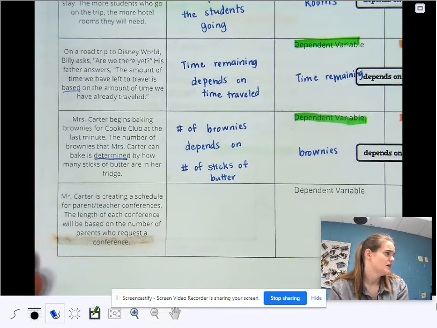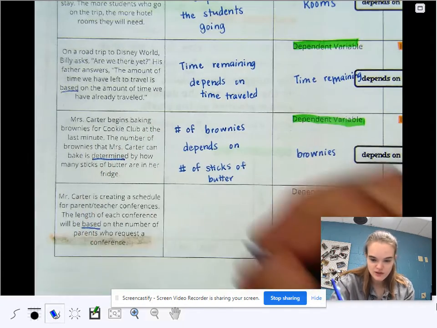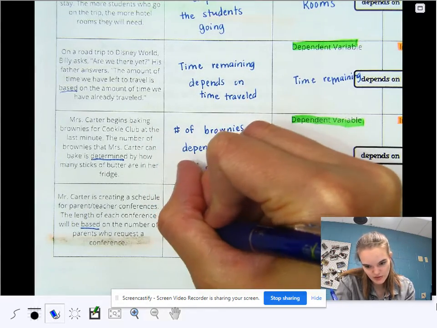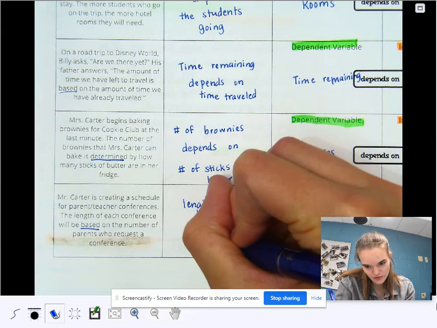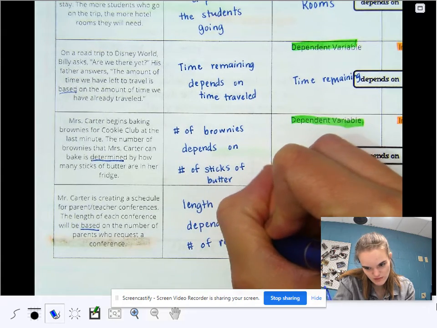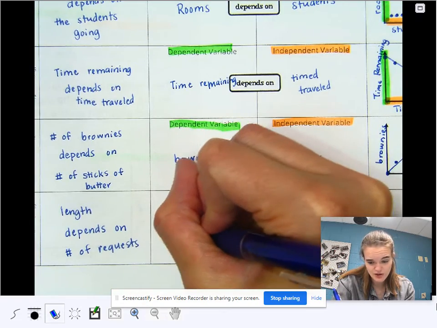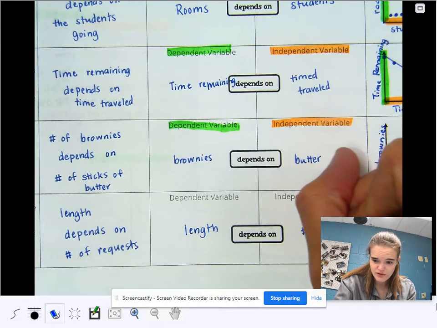All right, last. Mr. Carter is creating a schedule for parent-teacher conferences. The length of each conference will be based on the number of parents who request a conference. There's my word based. So length of conference, I'm not going to write of conference, depends on number of requests. The dependent is the length of the conference. The independent is the number of requests.